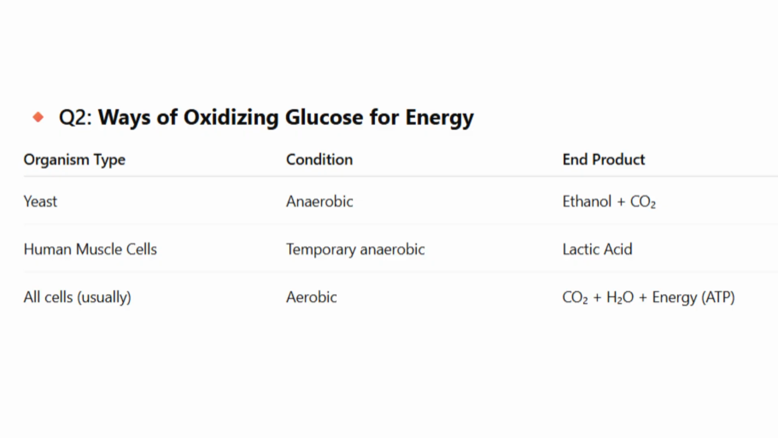Q2. Ways of oxidizing glucose for energy. Organism type, condition, end product. Yeast, anaerobic, ethanol plus CO2. Human muscle cells, temporary anaerobic, lactic acid. All cells, usually, aerobic, CO2 plus H2O plus energy, ATP.